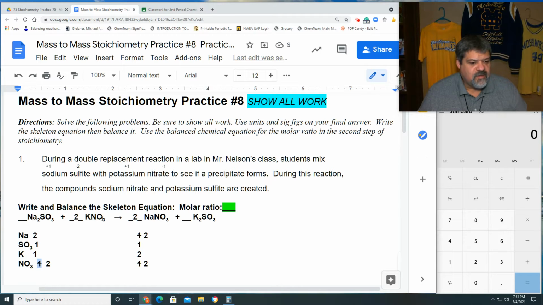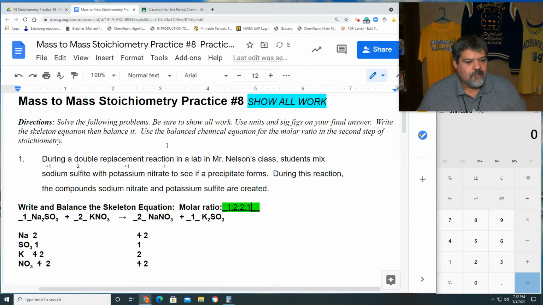And because I have 2 nitrates here, I'm also going to have 2 potassium. So I'm going to change this to a 2. Okay. Get rid of that, and it looks like I'm already balanced. So I have 2 and 2, 1 and 1, 2 and 2, 2 and 2. We're good. So our molar ratio is going to be 1, 2, 2, 1. So we're going to have 1 to 2 to 2 to 1.